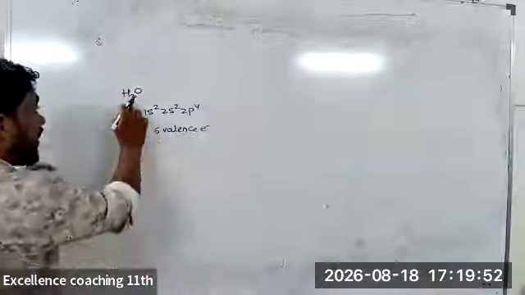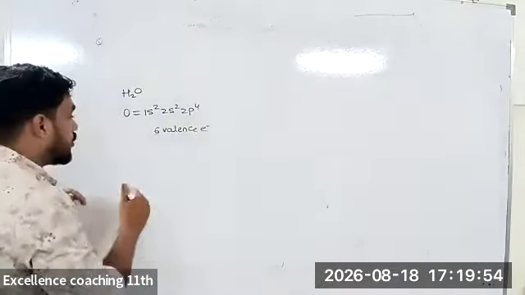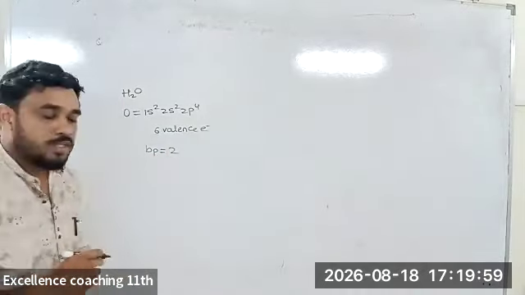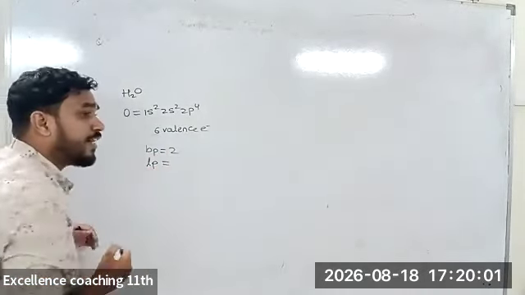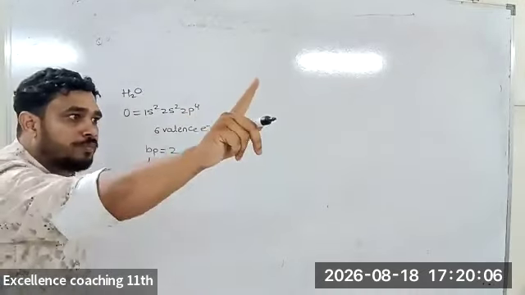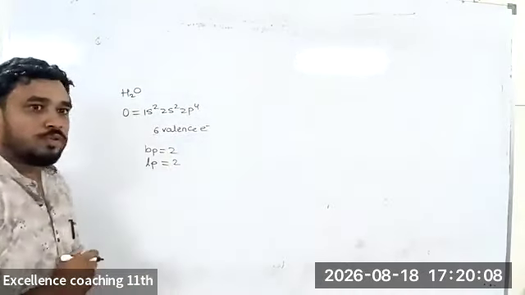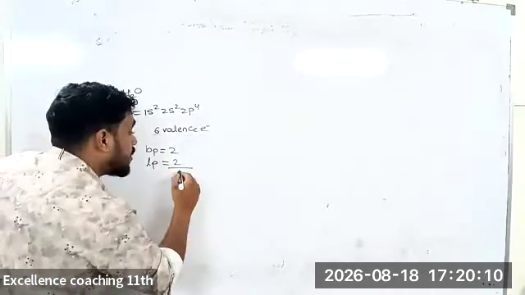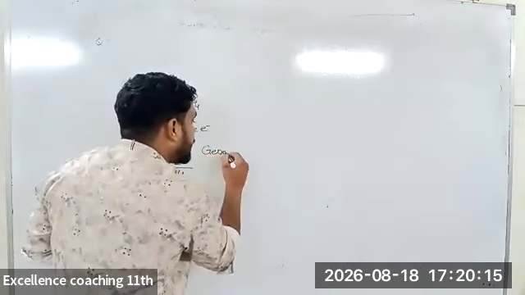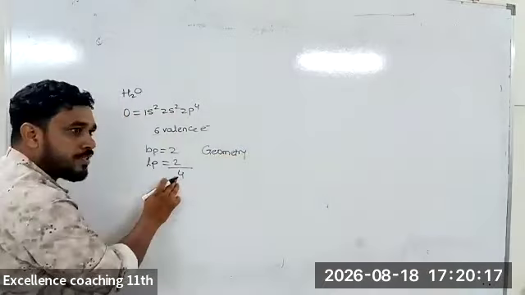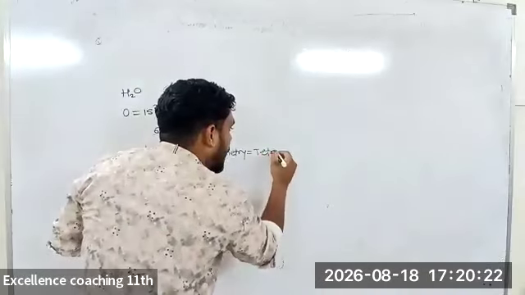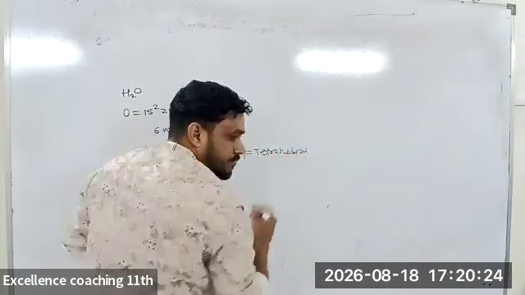Now out of these 6, two are used with hydrogen, so the bond pairs are 2. The lone pairs are those not taking part in bonding: 4 electrons remain, 2 electrons make one lone pair, so 2 lone pairs. The total count is 4, so what should my geometry be? Tetrahedral.